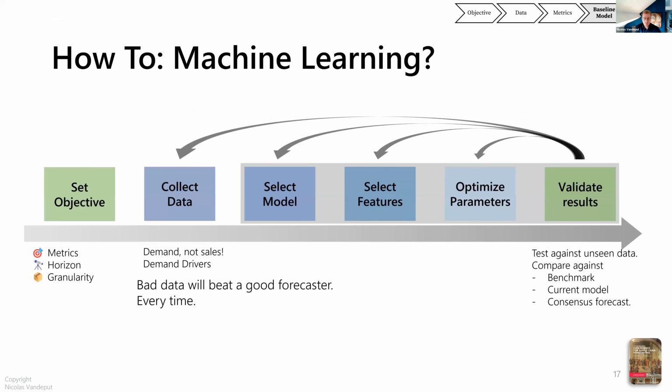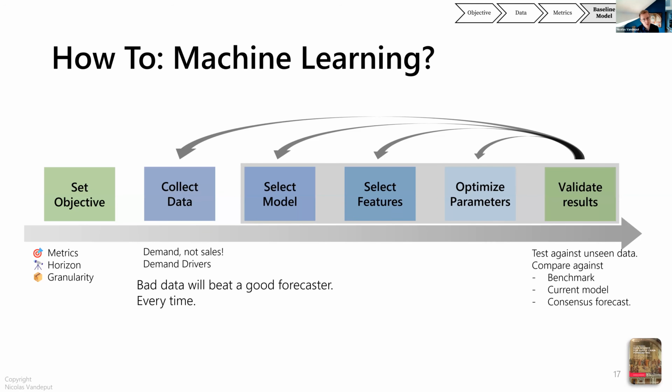Now, as a recap, you want to use machine learning to forecast demand. First things first, you have to set yourself an objective. What kind of metrics do you want to optimize? What's your forecasting horizon? We didn't discuss this much. What's the granularity? Then you start collecting data.